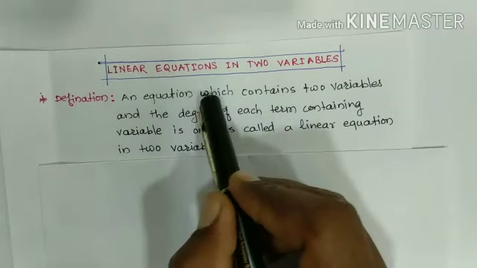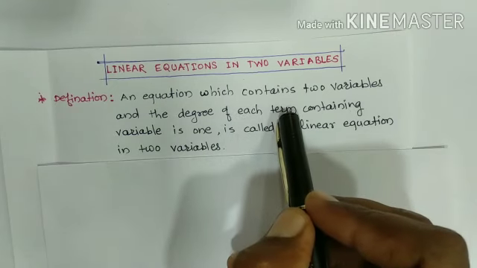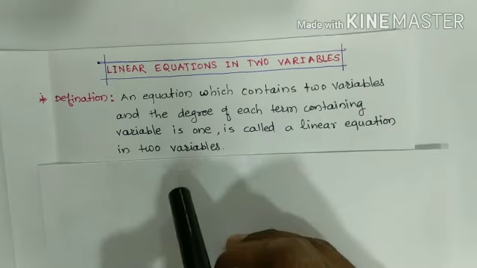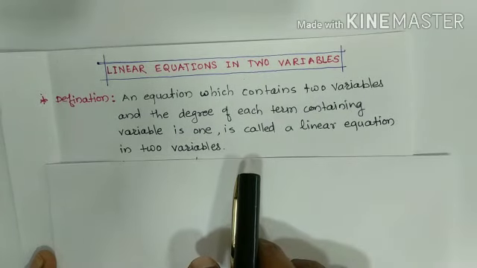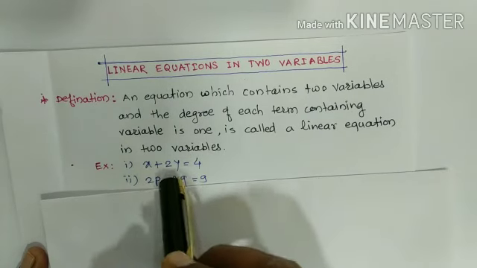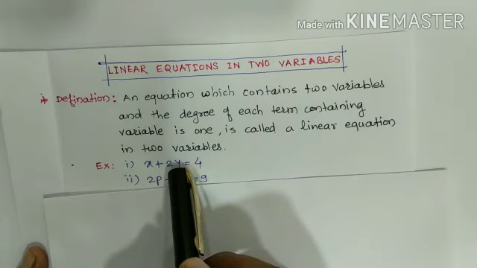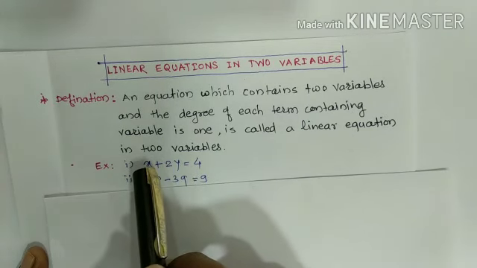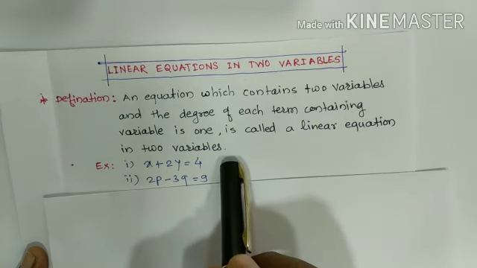An equation which contains two variables and the degree of each term containing a variable is 1 is called a linear equation in two variables. Here we can write some examples. These are x plus 2y plus 4. In this example, two variables x and y are used, and the degree of each term, this is the first term, this is the second term, is 1. So this is a linear equation in two variables.